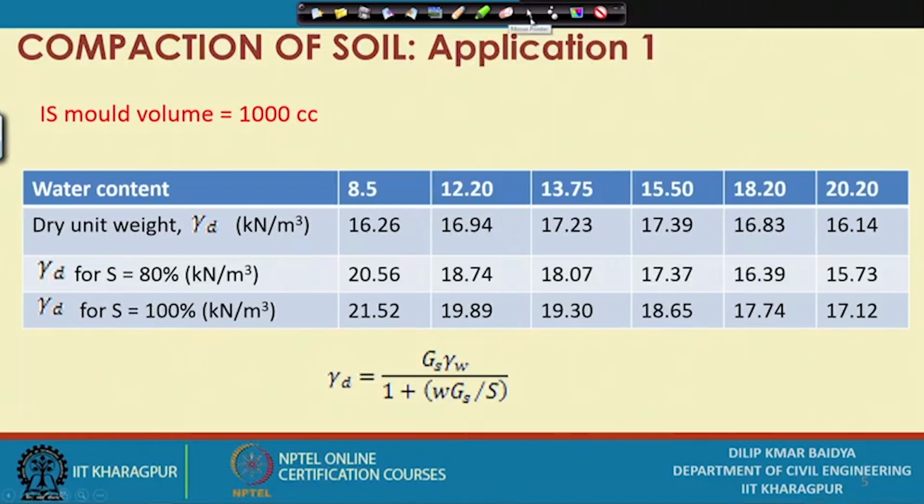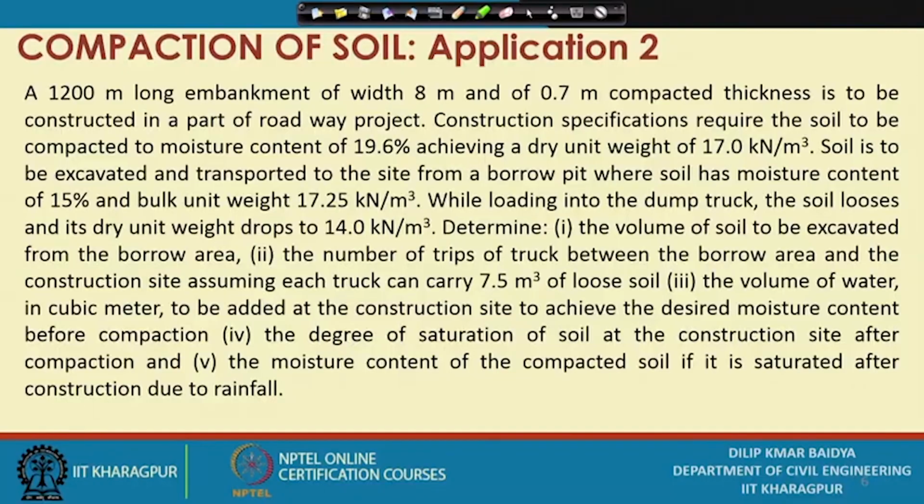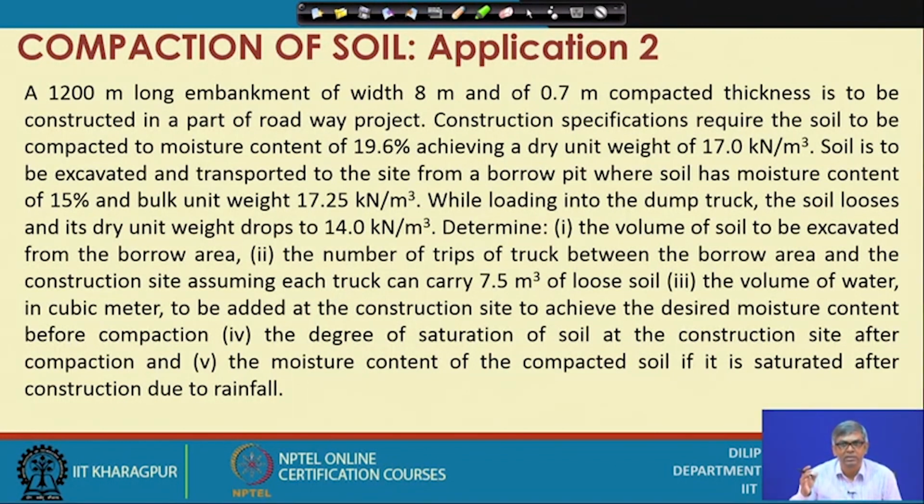And now, your last application. The last application is another problem. This type of problem I have taken when I did the 3-phase diagram, similar to that, with only a few additional things. A 1200 meter long embankment of width 8 meter and 0.7 meter compacted thickness is to be constructed in a part of a roadway project. It is a big project, but this part is 1.2 kilometer long, 8 meter wide and 0.7 meter high. Construction specification requires the soil to be compacted to a moisture content of 19.6%, achieving a dry unit weight of 17.0 kilonewton per meter cube. So, this is the requirement at the site.